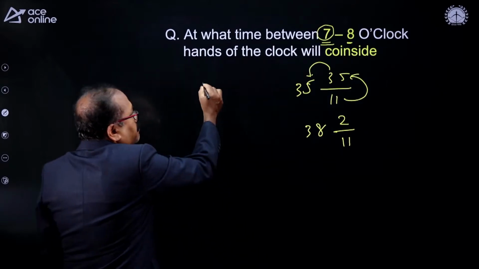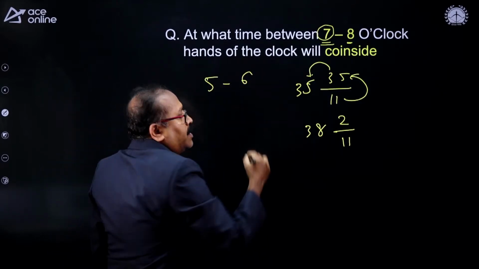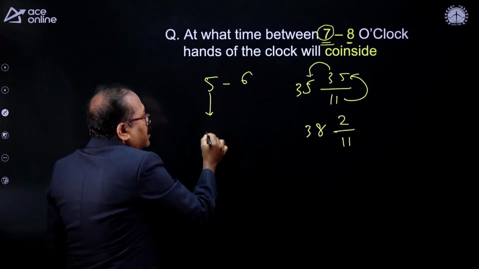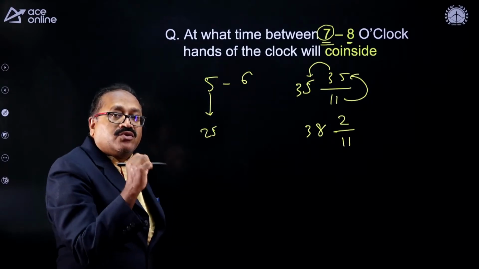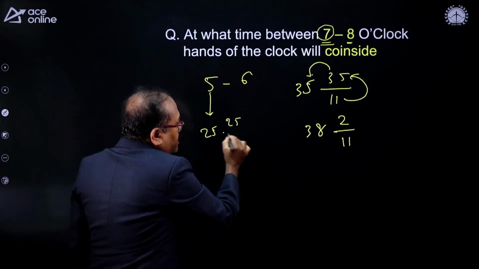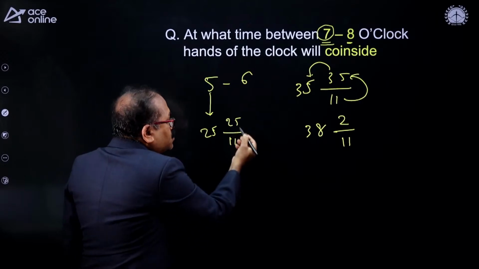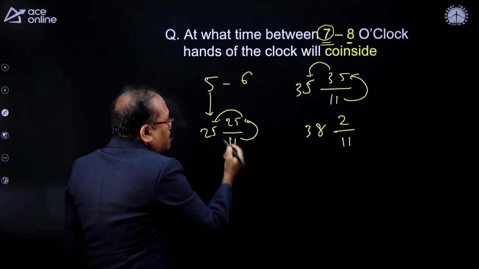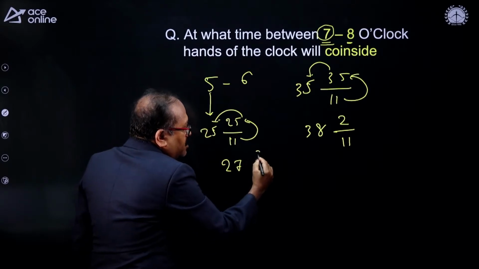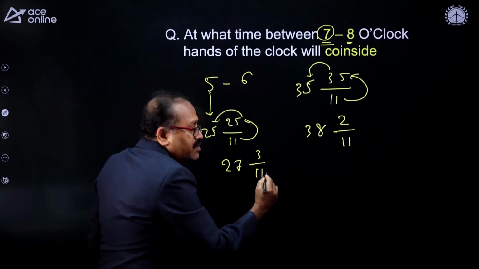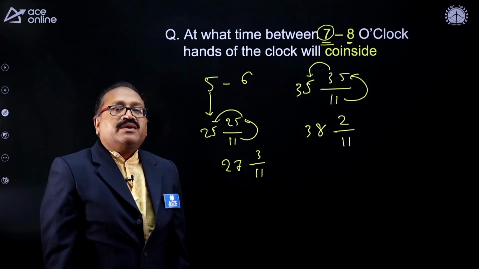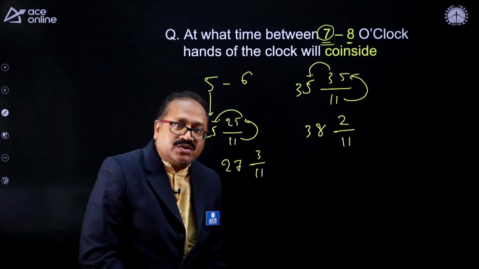Suppose I take another example, from 5 o'clock to 6 o'clock, at what time will the hands of the clock coincide? What is the minute value of 5? 25 minutes. So the hands will coincide between 5 and 6 o'clock at 25 by 11 minutes. In this 25, we have 2 11s. Add that 2 over here, then it is 27. If you take out 22 from here, you are left with remainder 3. So 27, 3 by 11 minutes past 5, the hands of the clock will coincide. Hope Mr. Mahesh, you understood this and the rest of the people also benefited from it.